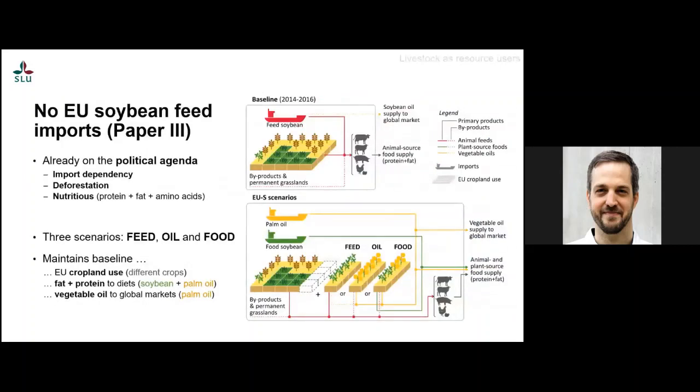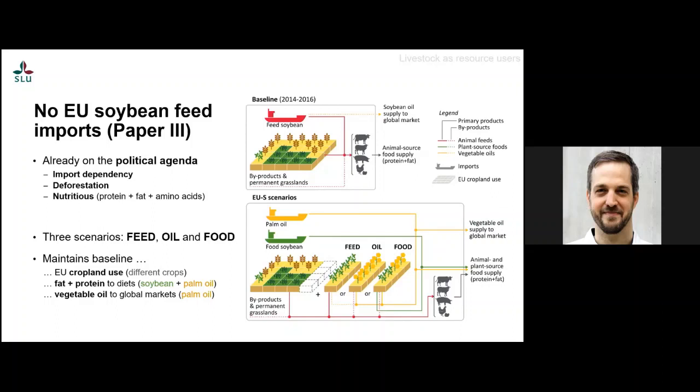So while these first Nordic scenarios that I've talked about now represent a situation where livestock are strictly limited to leftover resources, this second set of scenarios, which are presented in paper 3, represent a potential first step towards reducing food-feed competition. So here we consider the case of ceasing soybean feed imports into the European Union. And this case was selected as reduced soybean imports is already on the political agenda for a number of reasons.